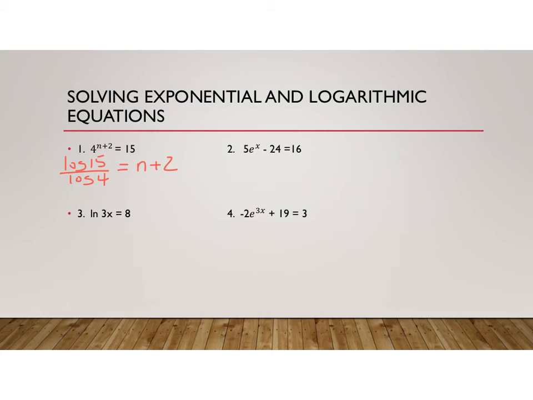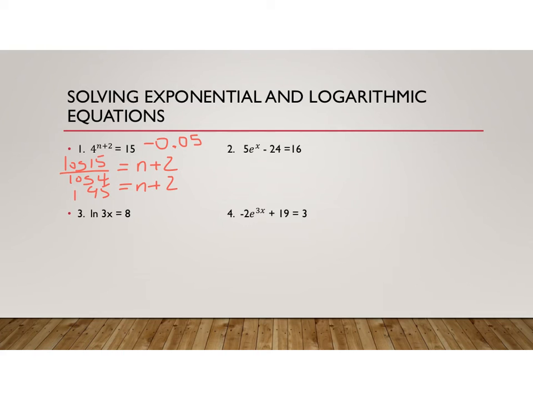Okay, and then just doing log of 15 on your calculator divided by the log of 4 is 1.95 approximately, and then I'm going to solve for n. So I'm going to subtract 2 from that, and n would be a negative 0.05 if I round that to the nearest hundredth.